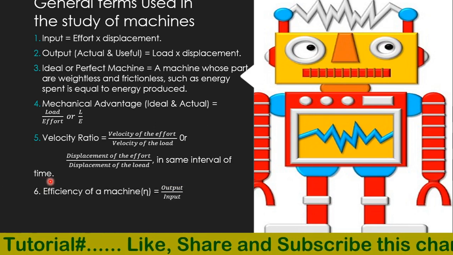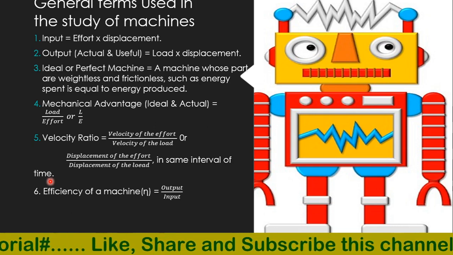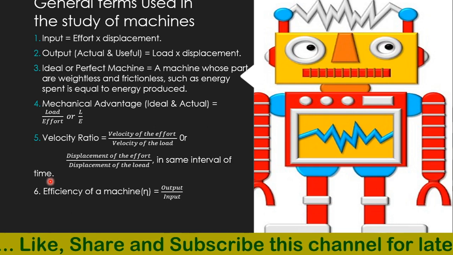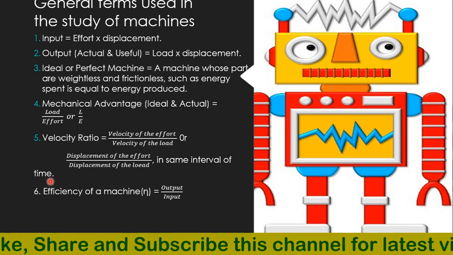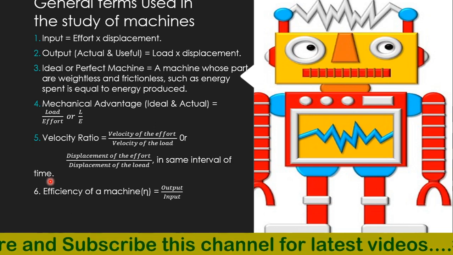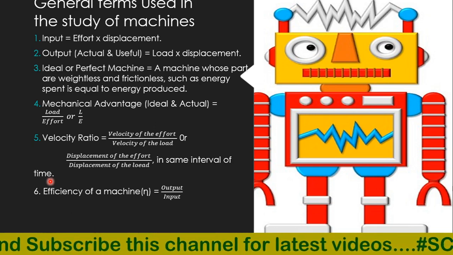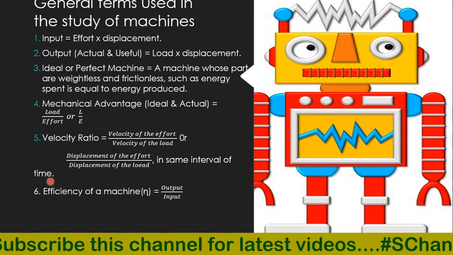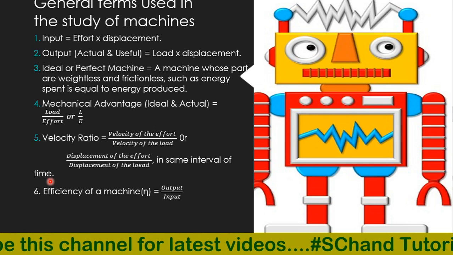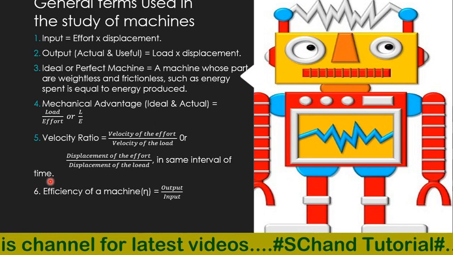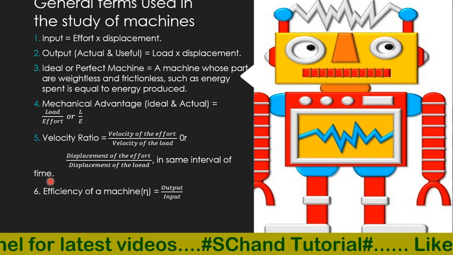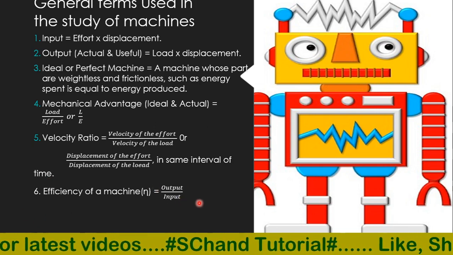Then we have the efficiency of a machine. Efficiency is the ratio of the output work done to the input work done. The output of the machine is always less than the input. Why? That is because of two reasons. Part of the energy is wasted in moving parts of the machine, which is not considered useful work. And part of the energy is wasted in overcoming the friction between the various parts of the machine. So efficiency is the ratio of the output to the input.